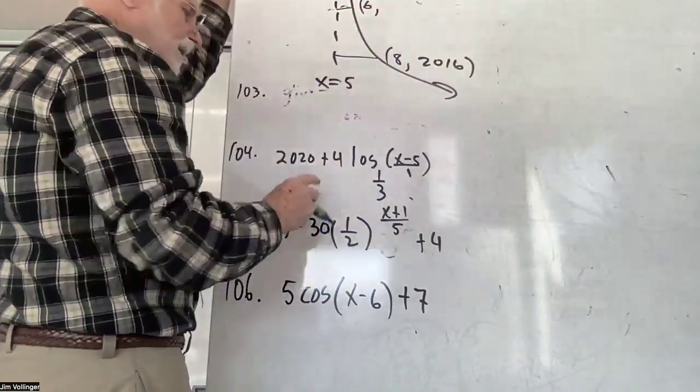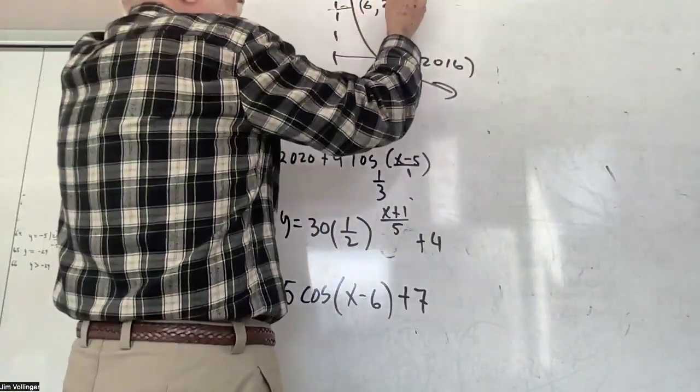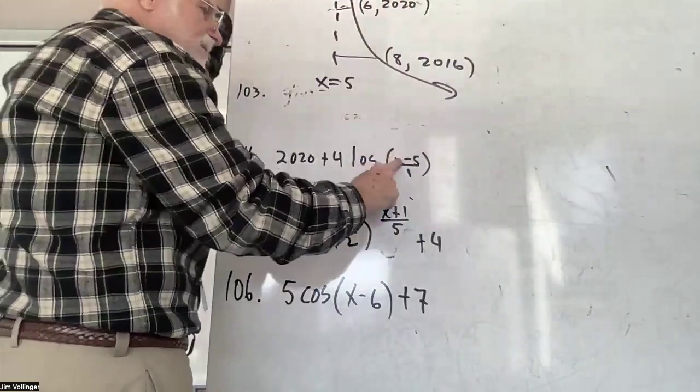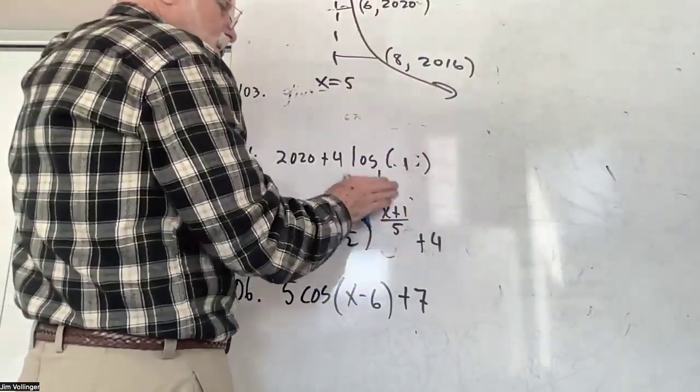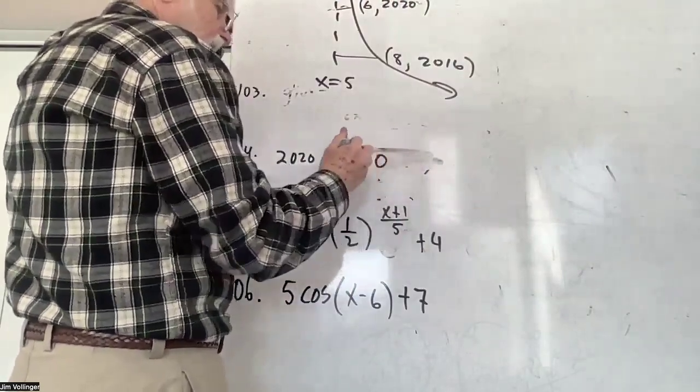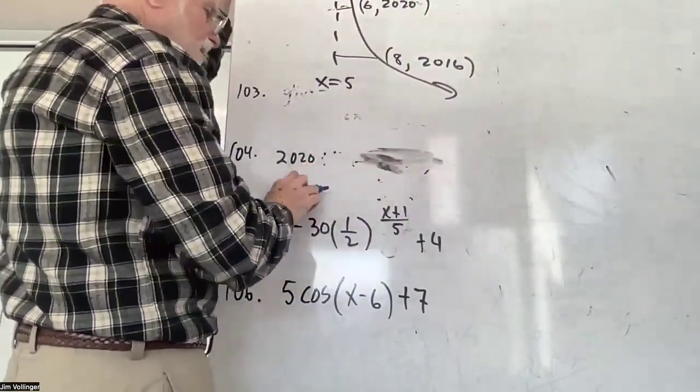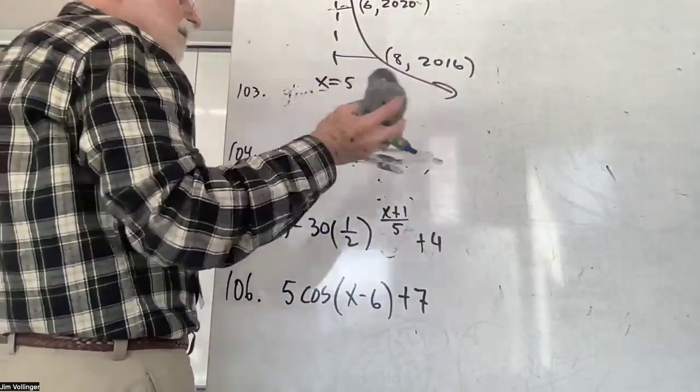Put a 6 in. I should get 2020 without looking. Let's find out. 6 minus 5 is 1. Log 1/3 of 1 is 0. 0 times 4 is 0. And there's your 2020. You can replay the video.